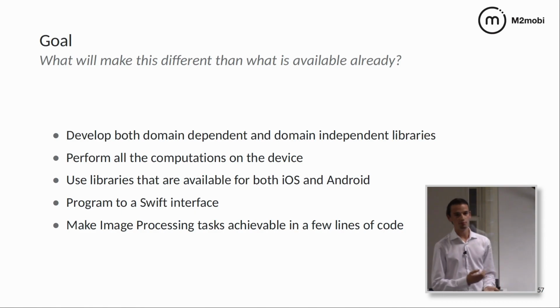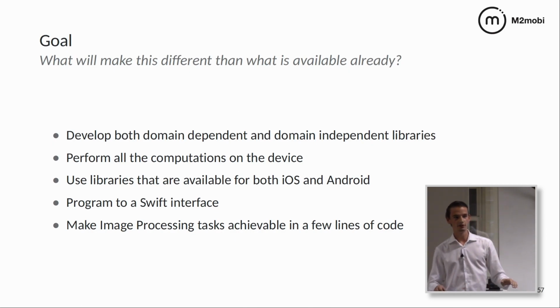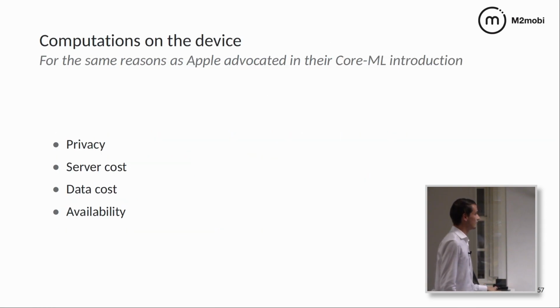But we program to a Swift interface, so if we use libraries that are not written in Swift, we have to port them. And what we want is to make image processing tasks achievable in a few lines of code. So if I want to do OCR, I just want to write extract text or binarize image, and it should work. I'll come to that later.